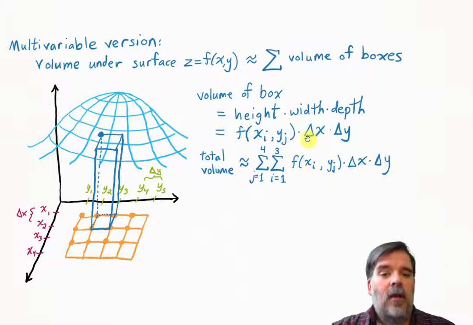The height is the value of the function at each one of these points. The width is the space between the x values. We'll say the depth is the space between the y values. We'll call those delta x and delta y.